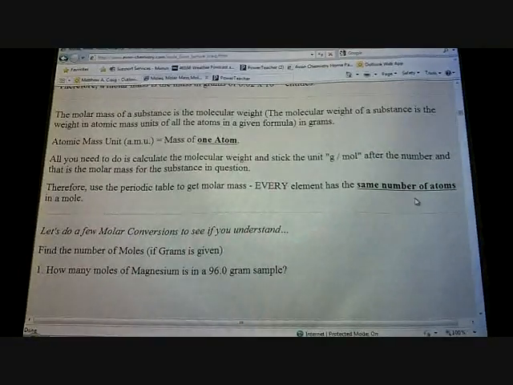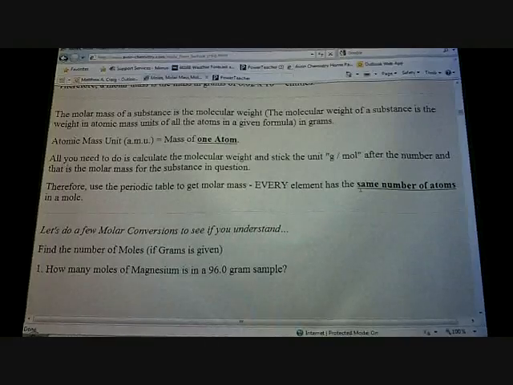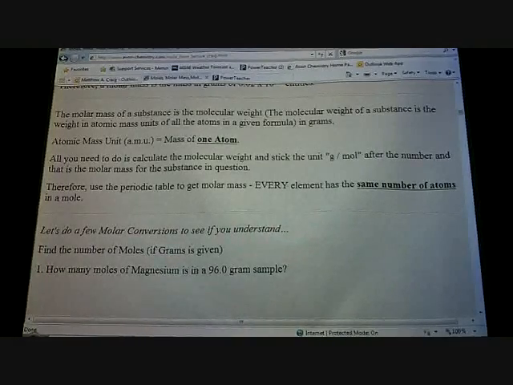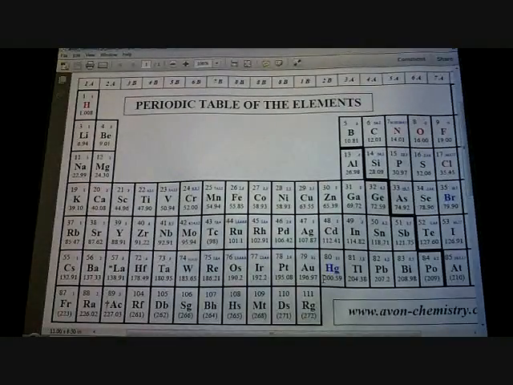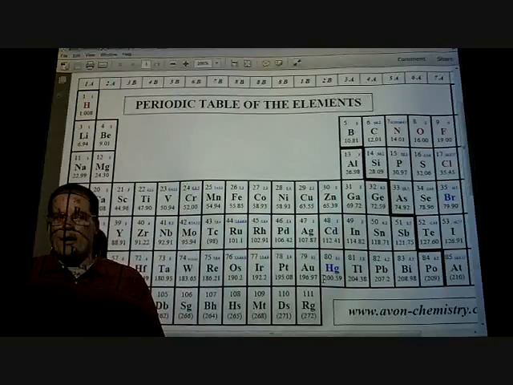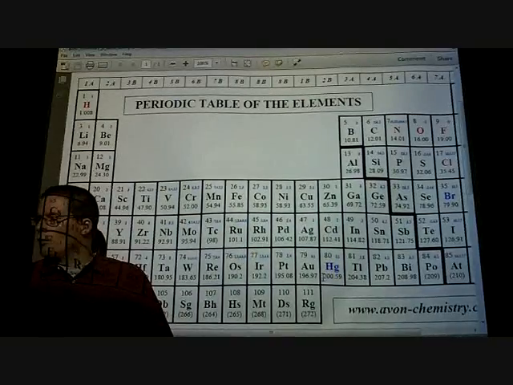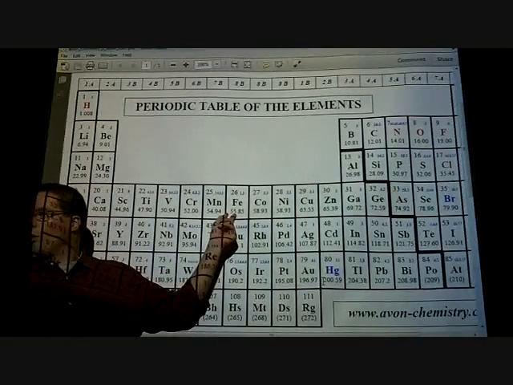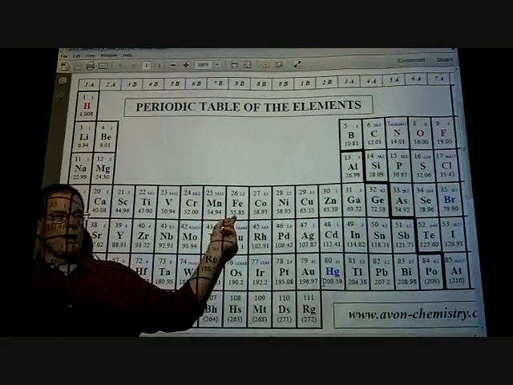Therefore, with the periodic table to get the molar masses, every element has the same number of atoms in a mole. So what that means is, if I gave you 55.85 grams of iron, could you tell me how many atoms you had? Yeah. Okay, iron here. So we could do some calculations, and we'll do that today.